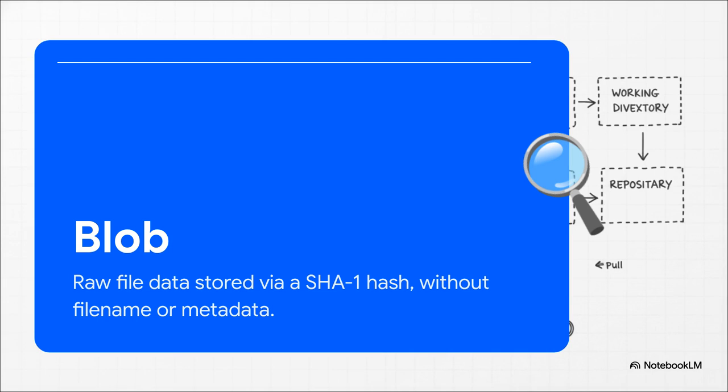And because the hash is based only on the content, if you have 2 files with identical text, Git automatically deduplicates them and stores only one blob. This is the trick to why Git feels so lightweight. Unchanged files simply reuse existing blobs.